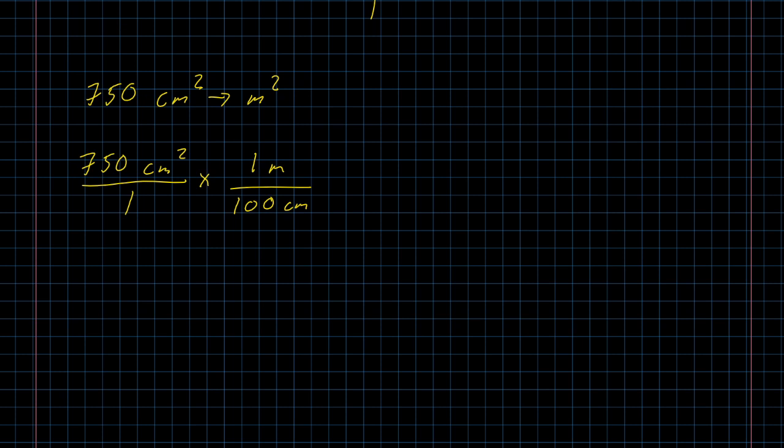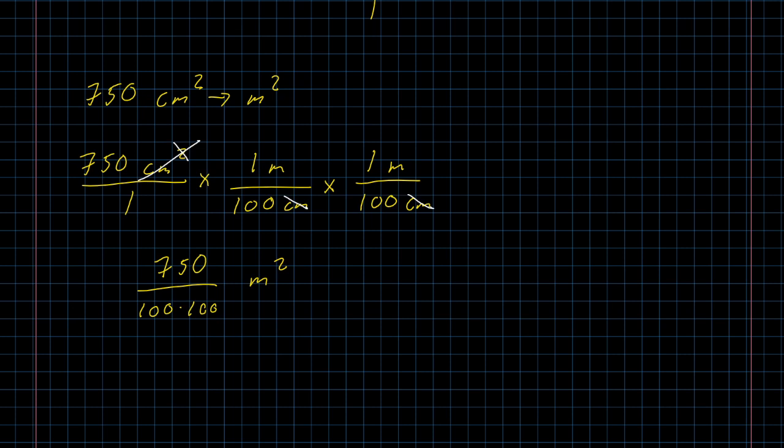But this factor of centimeters will only cancel out one of the two factors of centimeters in 750 square centimeters. To cancel out the other factor, I'm going to need to multiply again. Another 1 meter over 100 centimeters. This second factor of centimeters will cancel out the rest of the centimeters there. And I have 750 divided by 100 times 100. And then my units are going to be meters times meters, which is square meters.